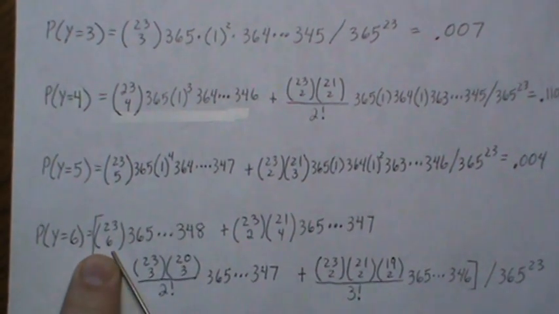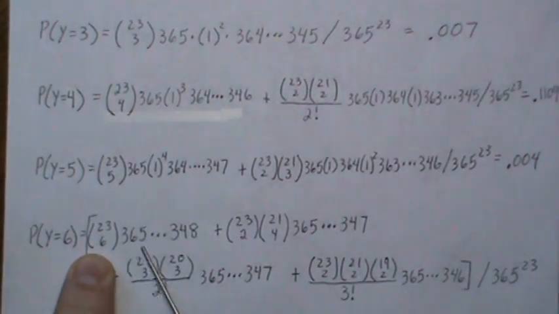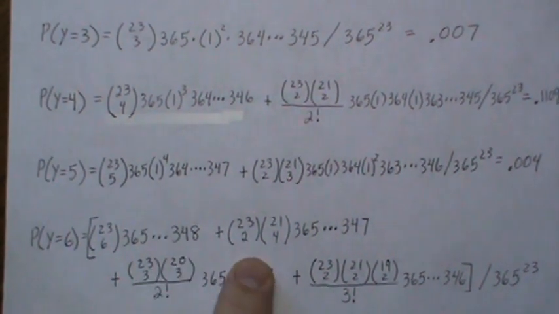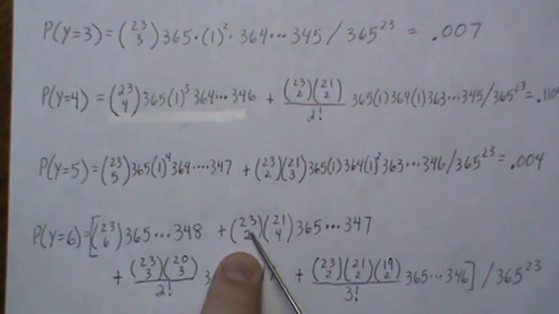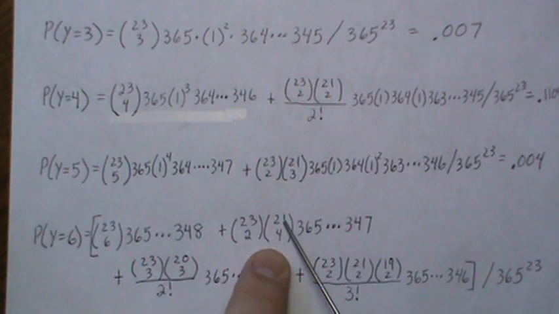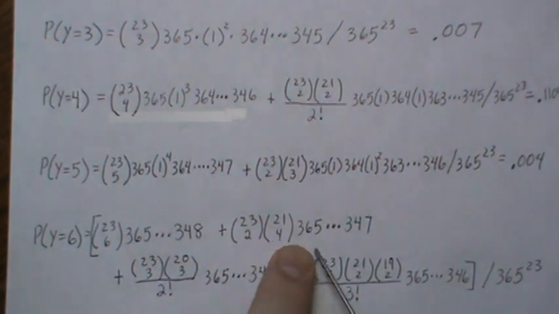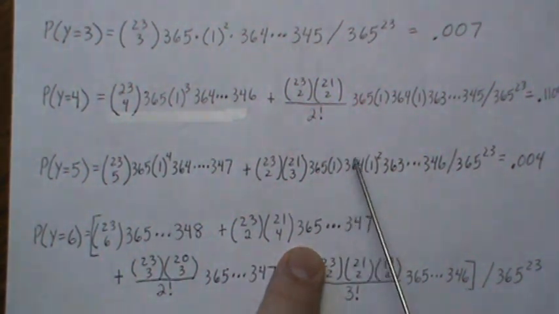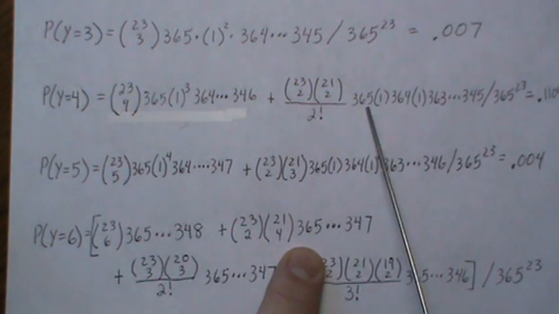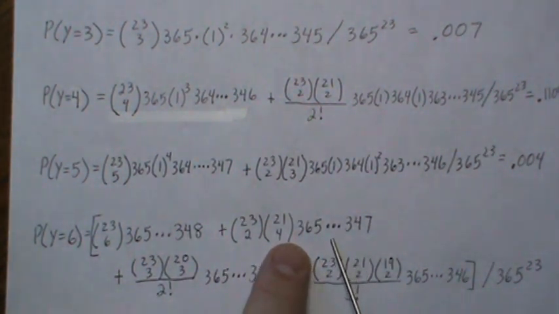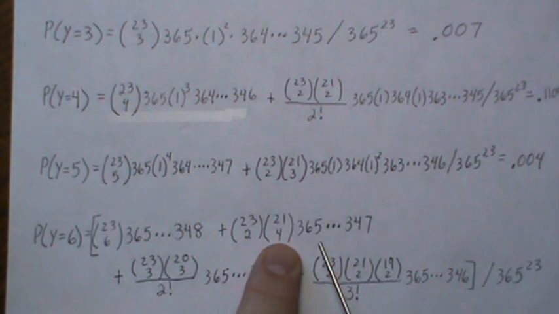So of the 23, pick 6 to match. And then this is the probability. It goes down to 348. Here, of the 23, pick 2 to match. Then of the 21 left, pick 4 to match. And then this is the probability. Now, granted, there's some ones in here that affect this, like up here, there's ones, but ultimately it just goes down. So this is the probability that we have 2 and 4.